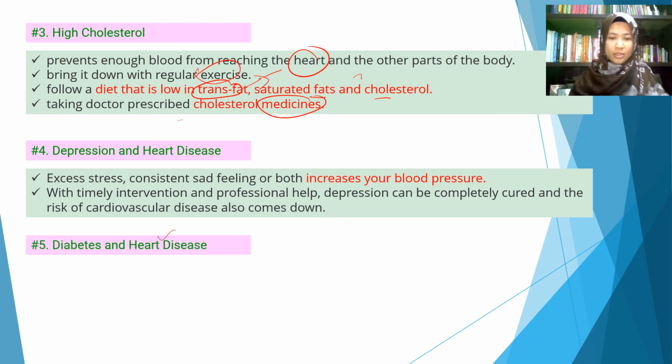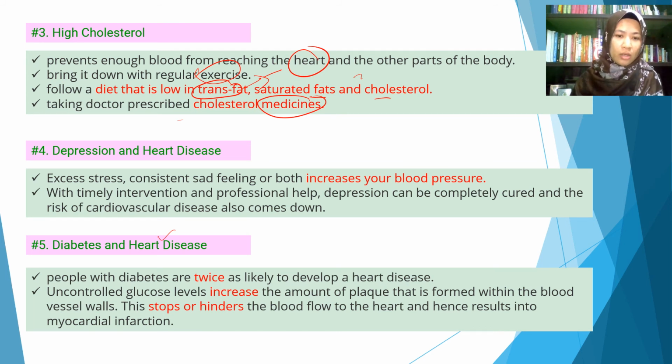Next one, diabetes and heart disease. Okay. So, people with diabetes are twice as likely to develop a heart disease. Orang yang ada penyakit kencing manis memang lebih senang dapat penyakit berkaitan jantung. Kenapa? Okay. The high sugar level in the blood, okay, will increase the amount of plaque formed inside the artery. So, more coagulated platelets, okay, fats, and so on. Apa yang saya terangkan tadi, dia akan berkumpul, okay. So this will stop or hinder or restrict the blood flow to the heart. So can lead to heart attack or myocardial infarction.